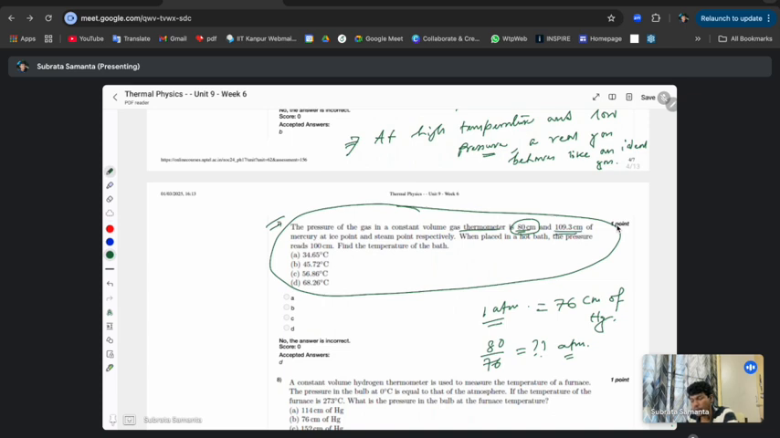193 centimeter of mercury at ice point and at steam point, right? Ice point is 0 degree centigrade and steam point is 100 degree centigrade. When placed in a hot bath, the pressure reached 100 centimeter of mercury. Find the temperature of the bath.